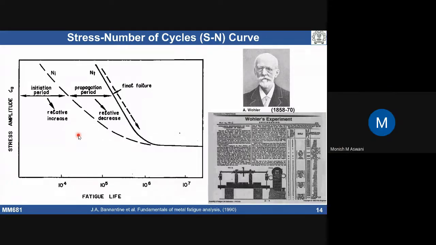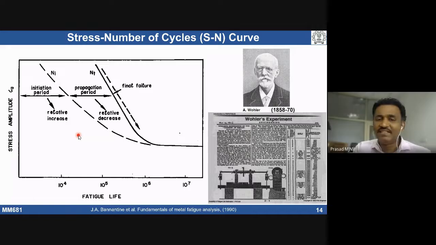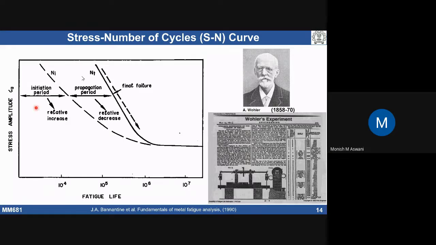Sir, can we know anything about the crack length? You said that if the crack length is more, then it will propagate, but if it is less, then it won't propagate. So through this graph, can we measure anything of that? We can't say anything from this plot.